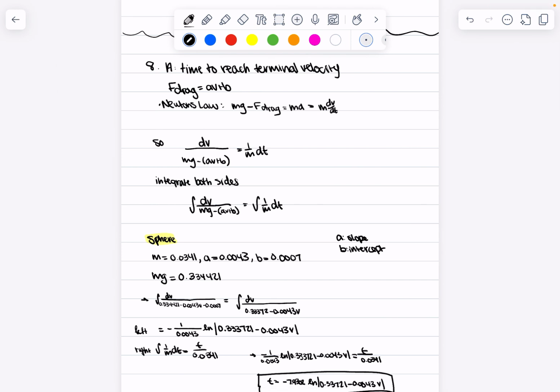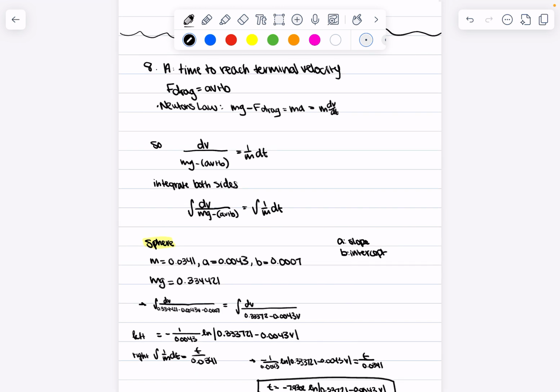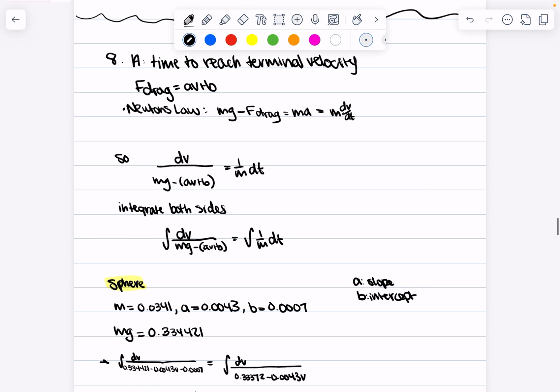All right, for calculating step 8, part A is time to reach terminal velocity. So the force of drag is given as av plus b. Newton's law is mg minus force of drag. This can just be written as ma, or m times dv/dt.